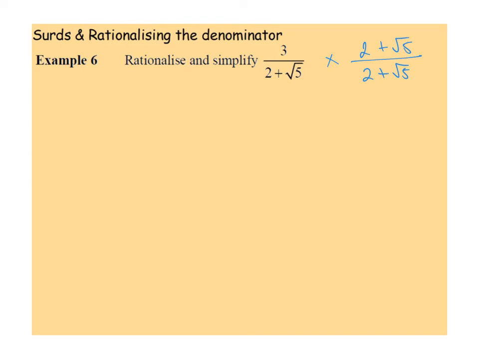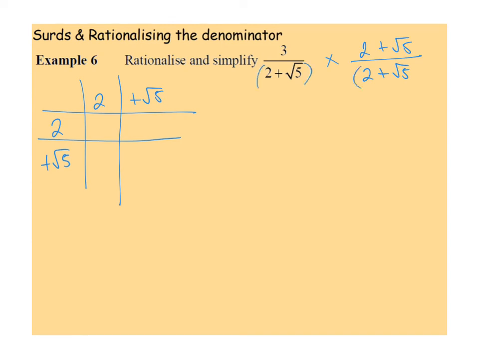It's not often that I would do the wrong thing and work through it, but I think in this case it's probably worthwhile. So I've got 2 add root 5 being multiplied by 2 add root 5 for my 2 denominators. I'm not going to worry about the numerators. I could put these in brackets just to be clear that I'm multiplying that entire thing by that entire thing, which is 2 add root 5 multiplied by itself.